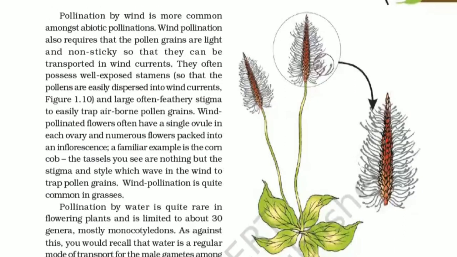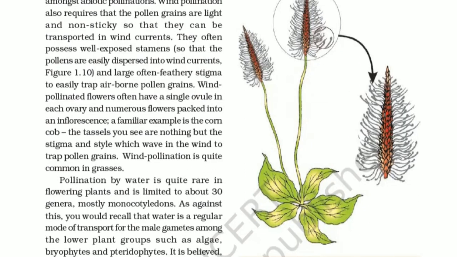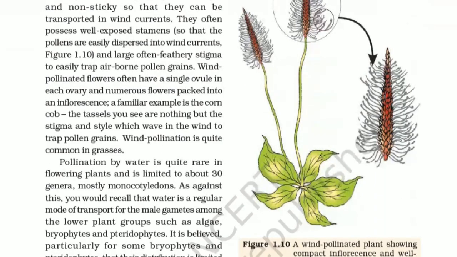Pollination by wind is more common amongst abiotic pollinations. Wind pollination also requires that the pollen grains are light and non-sticky so that they can be transported in wind currents. They often possess well-exposed stamens so that the pollens are easily dispersed into wind currents, as shown in figure 1.10, and large, often feathery stigma to easily trap airborne pollen grains.